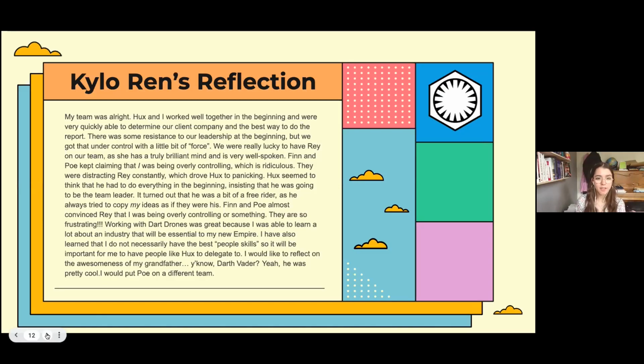So my team was all right. X and I worked well together in the beginning and were very quickly able to determine our client company and the best way to do the report. There was some resistance to our leadership at the beginning, but we got that under control with a little bit of force. We were really lucky to have Ray on our team, as she has a truly brilliant mind and is very well spoken. Finn and Poe kept claiming that I was being overly controlling, which is ridiculous. They were distracting Ray constantly, which drove Ux to panicking. Ux seems to think that he had to do everything in the beginning, insisting that he was going to be the team leader, sorry. It turns out that he was a bit of a free rider, as he always tried to copy my ideas as if they were his. Finn and Poe almost convinced Ray that I was being overly controlling or something. They are so frustrating.